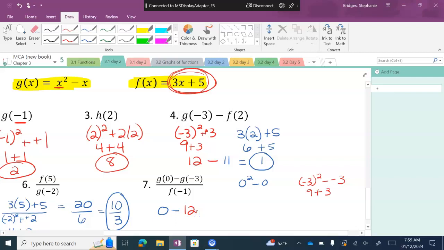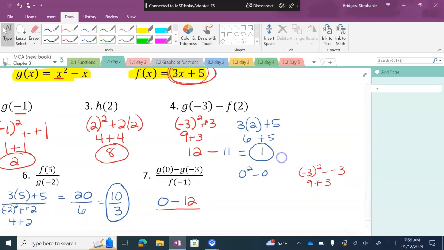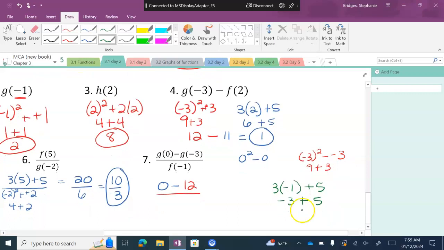So I've got at the top 0 minus 12. Then I need to do the bottom. That is f of negative 1. So I'm going to plug in negative 1 into my f function. So 3 times negative 1 plus 5. That gives me negative 3 plus 5, which gives me 2.